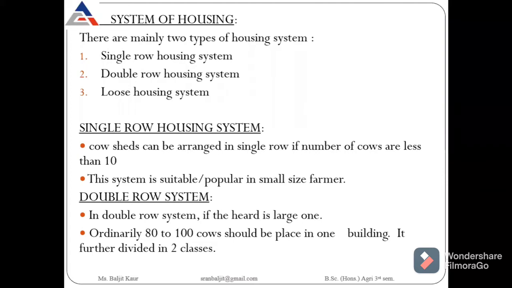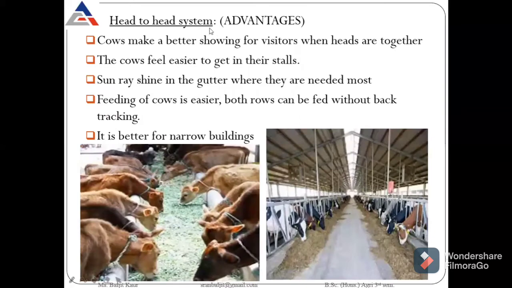So this double row housing system is divided into two subclasses. The one is head to head system and the other is tail to tail system. In the head to head system, you can see the manger from which they get their food. It is in between, and the heads of the cows are facing each other, right? The first figure is of younger stock and the later figure is of cows, some of them may be milking cows, right? So head to head system means that their heads face each other, right?